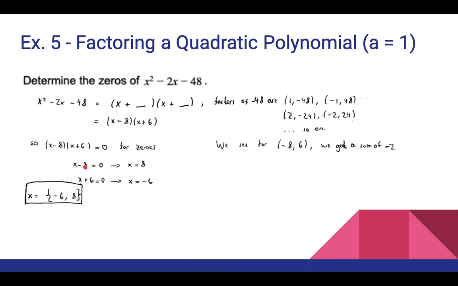So we're going to have x minus 8 equals 0, which gives us x equals 8 as one of the roots or zeros of our polynomial. And x plus 6 equals 0 gives us x equals negative 6 for one of the roots or zeros of our polynomial. Thus, the zeros of our polynomial are x equals negative 6 and 8.